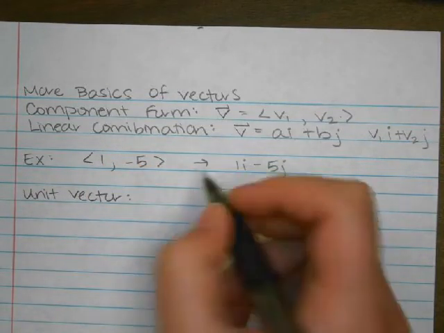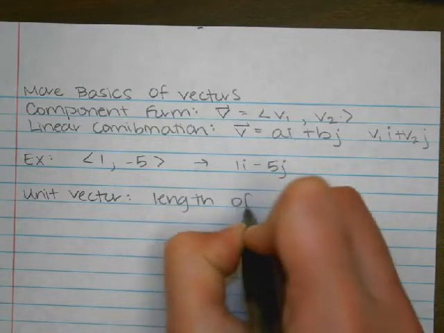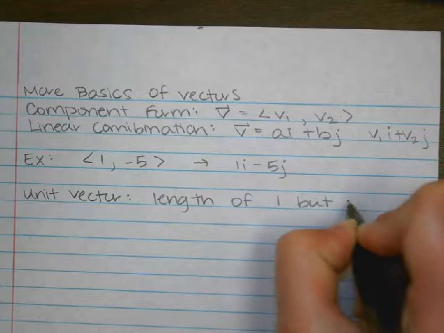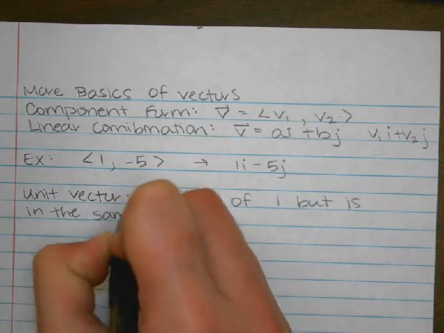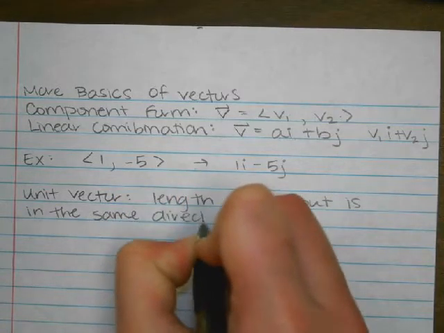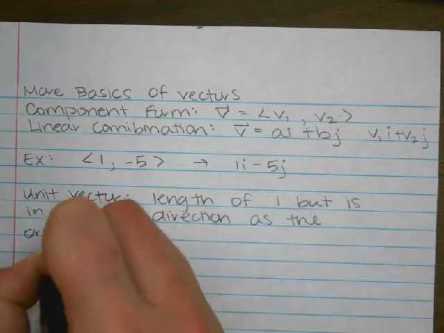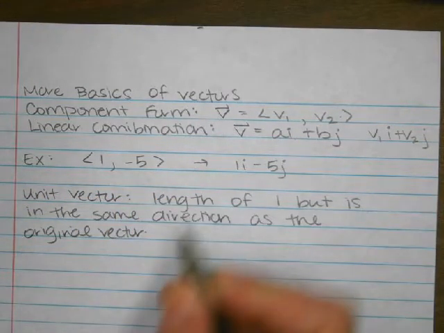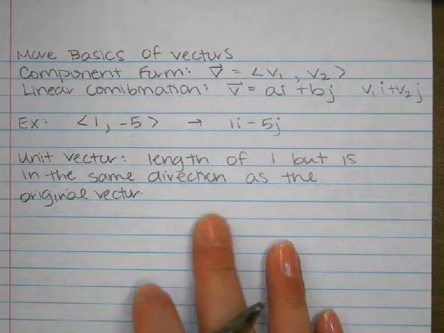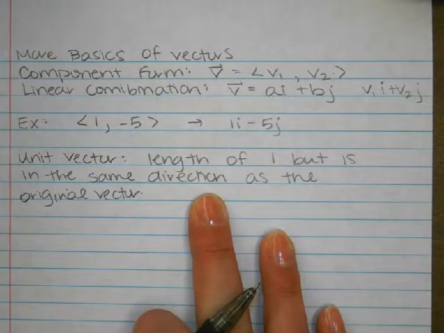Okay, so we're going to go ahead and learn about unit vectors. A unit vector has a length of 1, but is in the same direction as the original vector. What I mean by the same direction is that it's at the same angle. It's just been scaled down so that it has a length of 1.